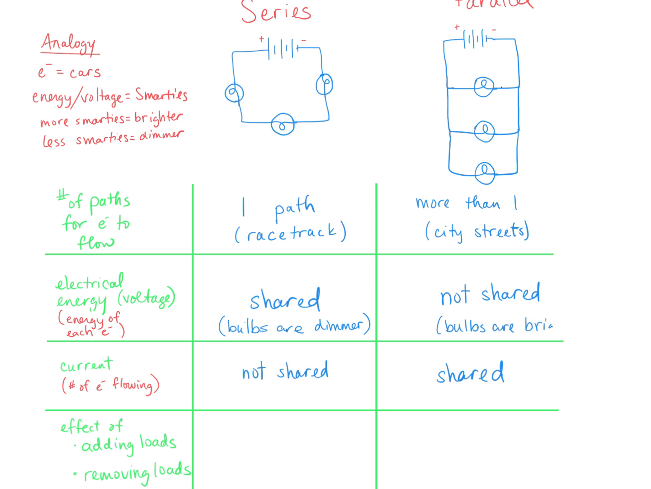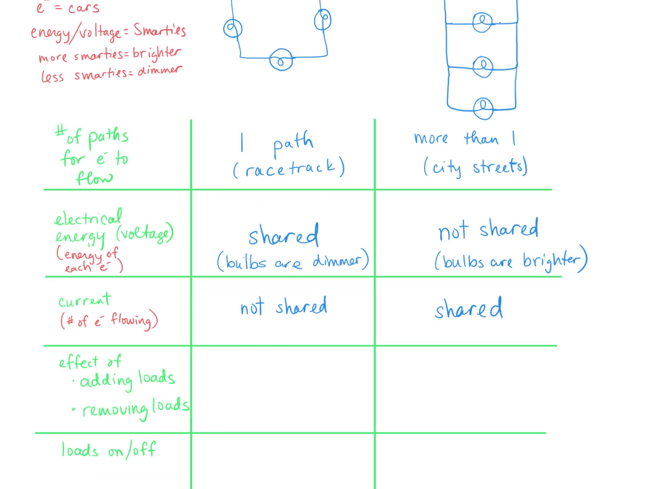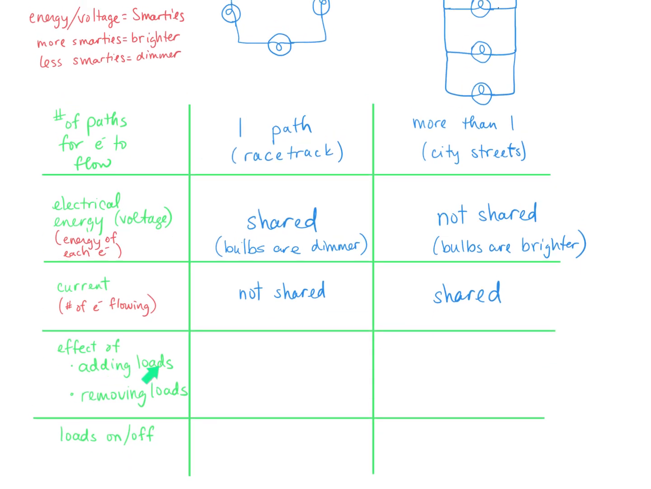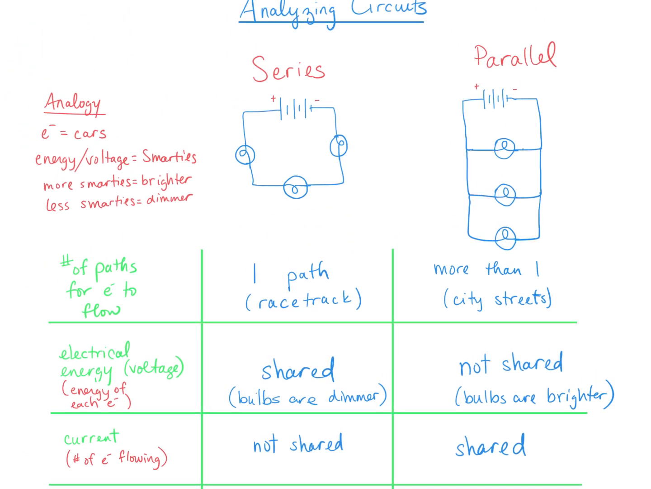And now we're thinking about actually adding loads. So we're going to add a bulb, and then we'll consider what happens when we remove one. So what happens when you add a bulb to this series? Let's put another bulb right here, for example. If we draw another bulb here, maybe I'll do that one in black. So now we've added a fourth bulb here.